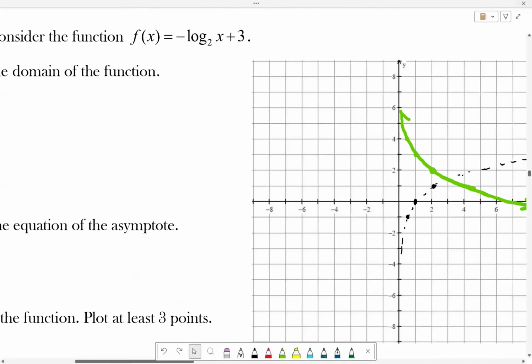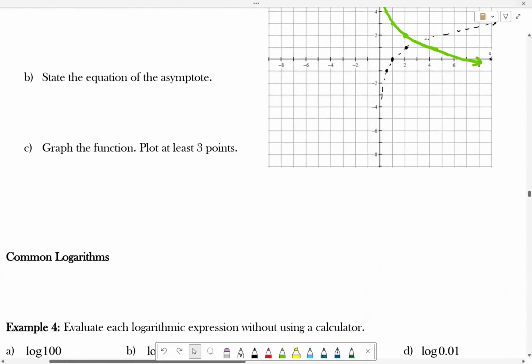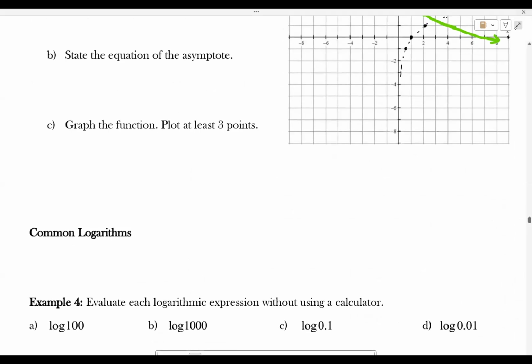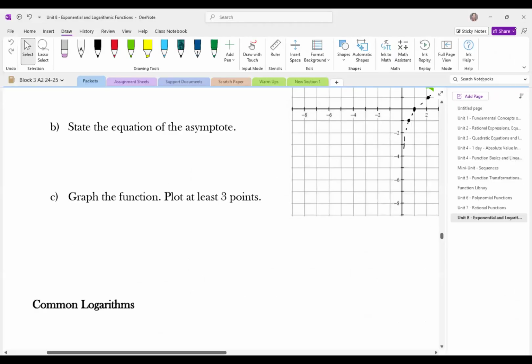Okay, I'm going to let you fill in the domain and the equation, and we already graphed it. Right now it is 12:36. We'll resume at 12:40. That's a good time to stretch or ask questions.